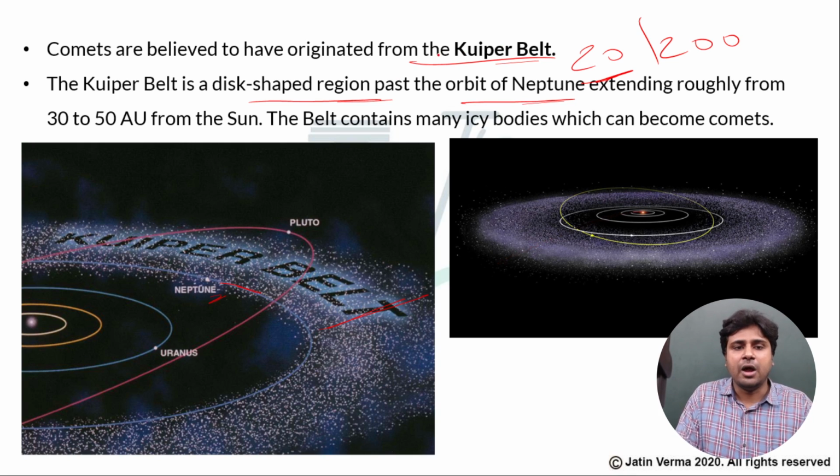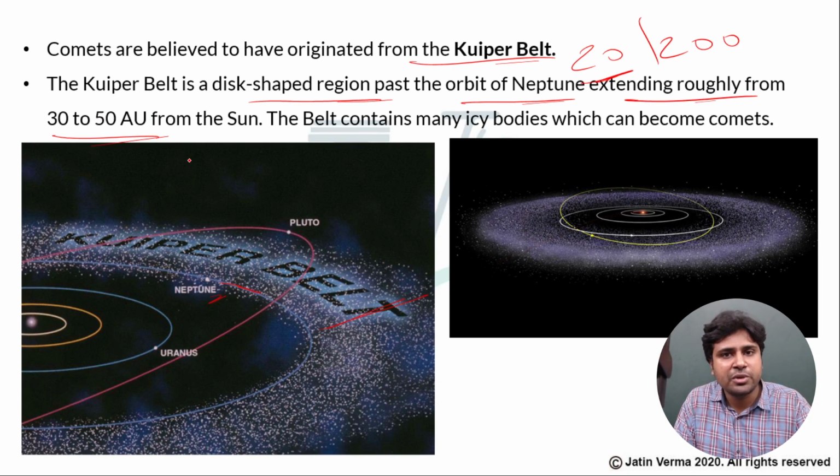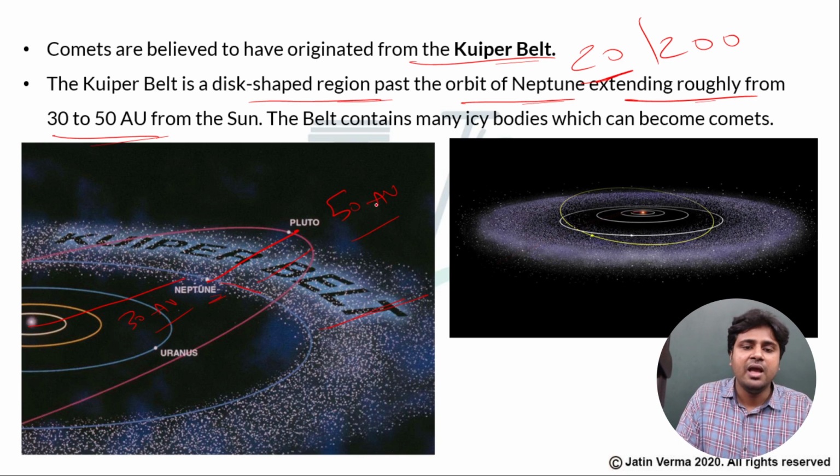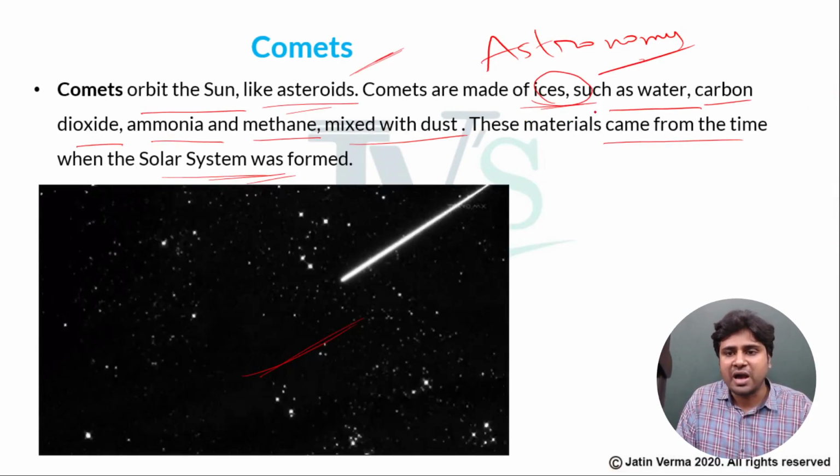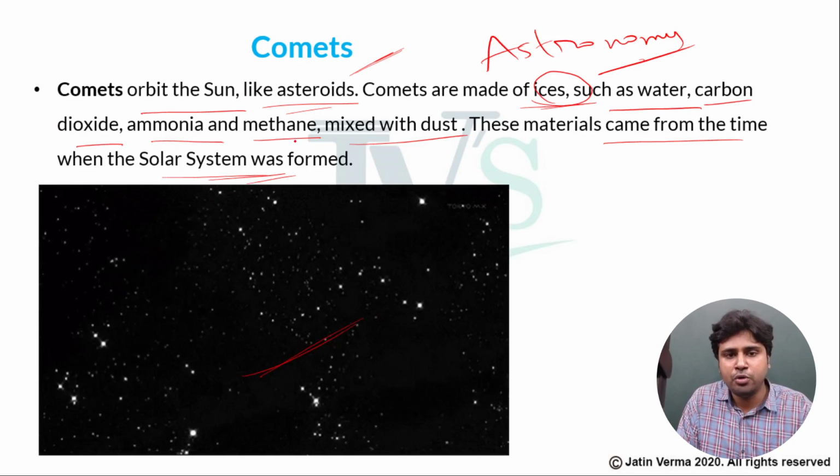Okay? Now, Kuiper Belt is a disc-shaped region beyond the orbit of Neptune, extending roughly from 30 to 50 astronomical units from the Sun. The orbit of Neptune is 30 astronomical units from Sun. So Kuiper Belt extends from 30 to 50 astronomical units from the Sun. I hope you understood this. And this belt contains many icy bodies which can become comets. So that is how comets form. Clear, right? Now, we know that comets are made up of ices such as water, carbon dioxide, ammonia, methane.